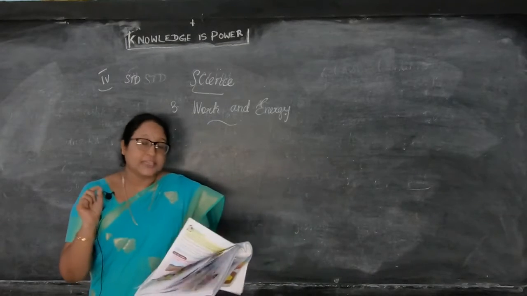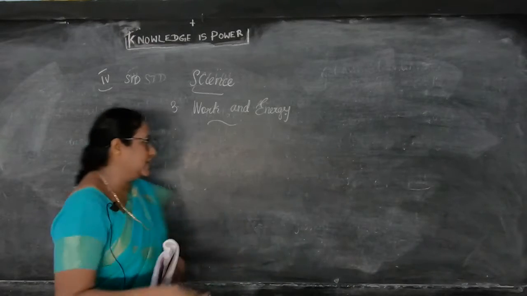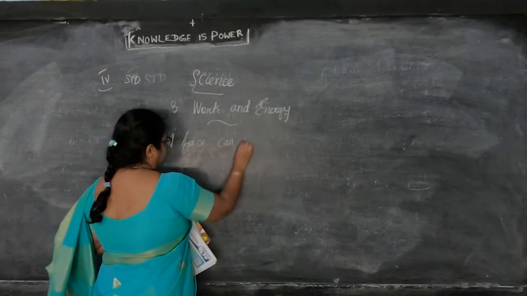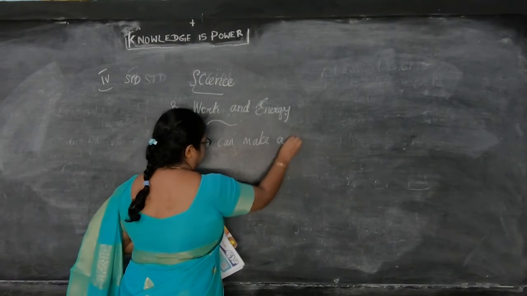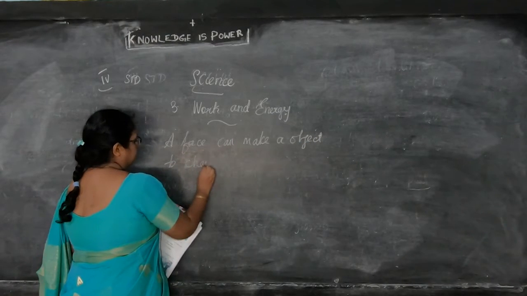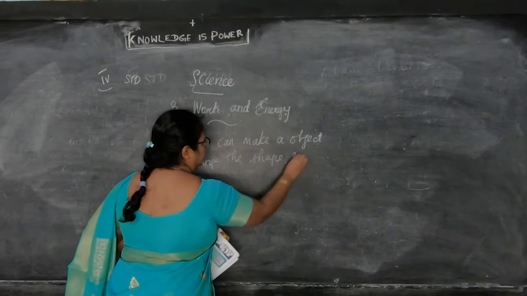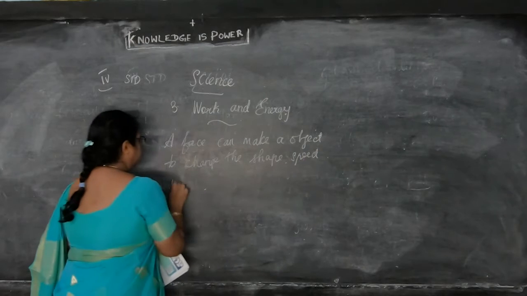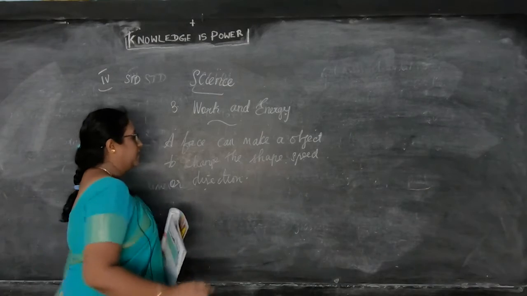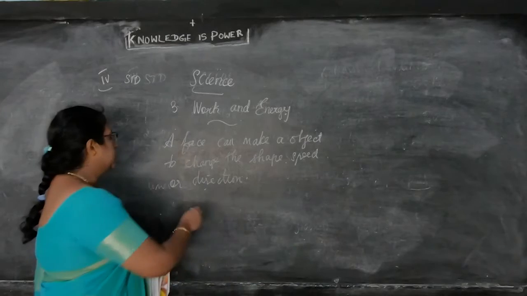Now, a force can cause an object to change its shape, speed or direction. So, what did I say? A force can make an object change its shape, speed or direction. What did I say, children? Force can make an object change its shape, speed or direction. Now, we will go inside the lesson.